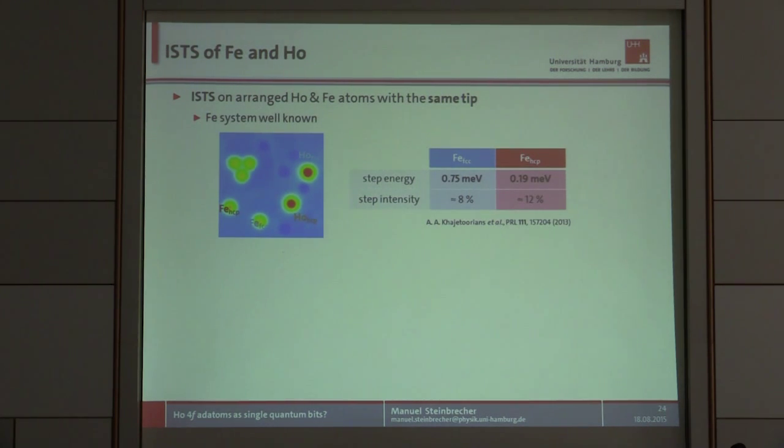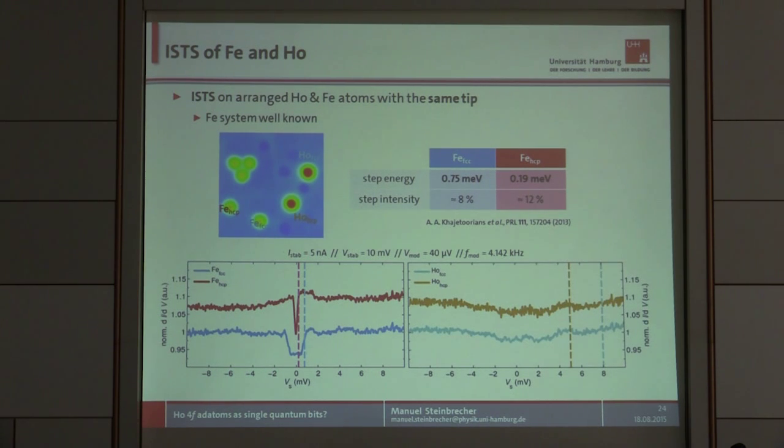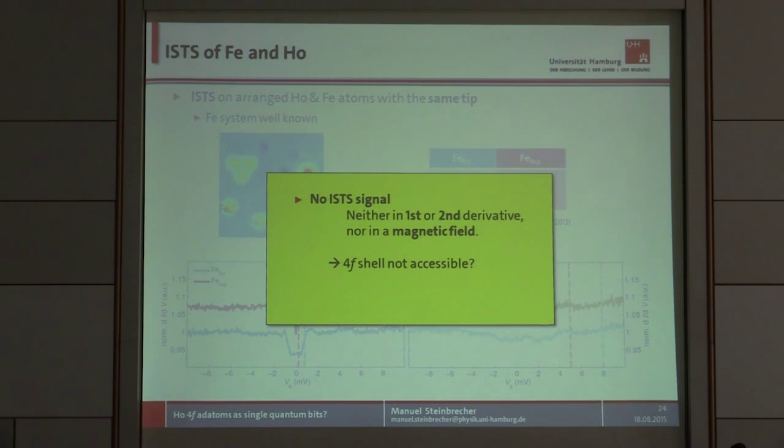For this, we arranged holmium and iron atoms close by, because we know the iron system very well, and measured with the same tip simultaneously, or right after one another. We can easily reproduce our data for iron HCP and iron FCC, which is indicated by the dashed lines. When we do the same measurements on holmium, we do not see any spin excitation at these reported values. We have performed these measurements in first and second derivative and with a various number of parameters, and cannot find a spin excitation signal. So maybe the 4f shell is not accessible.